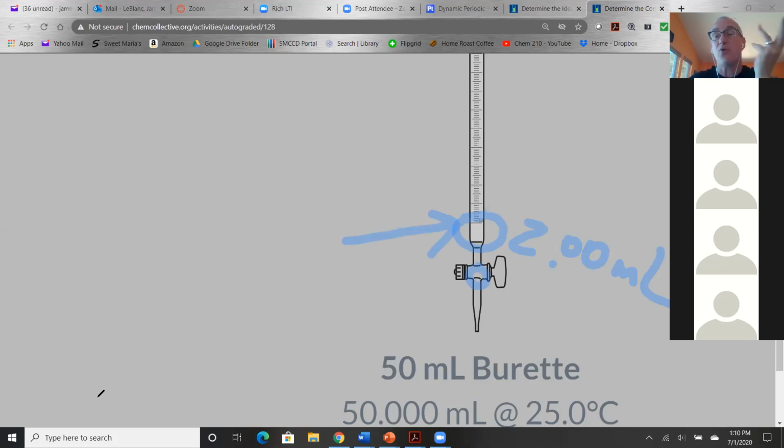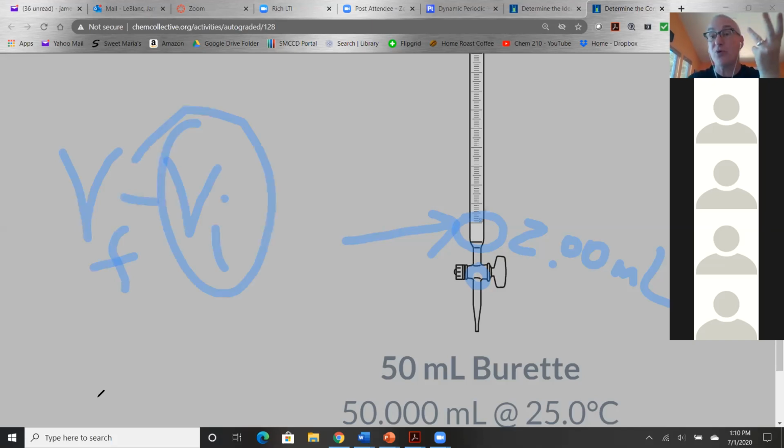It doesn't really matter. My point is, it doesn't matter what your initial volume is, because the total amount you're going to add to your solution is whatever the final volume you read minus the initial volume. So this isn't important. It's important that you measure it, but it doesn't really matter what it is. Okay? So let's do the actual experiment.